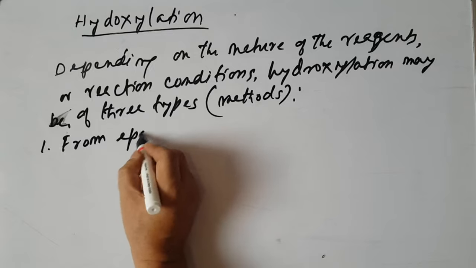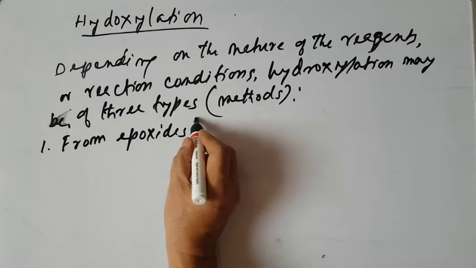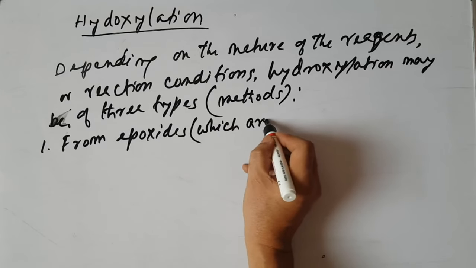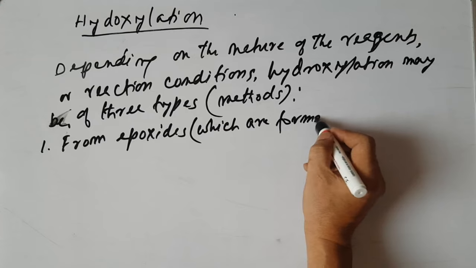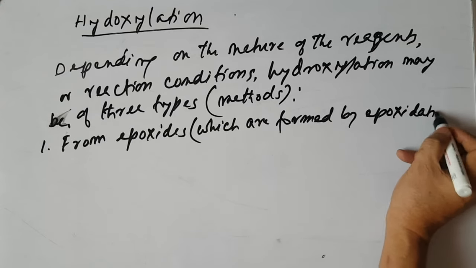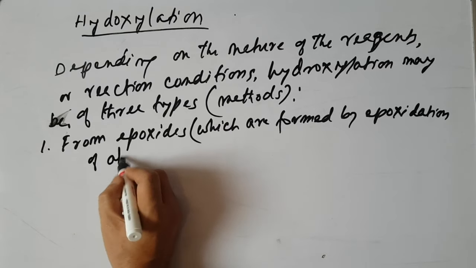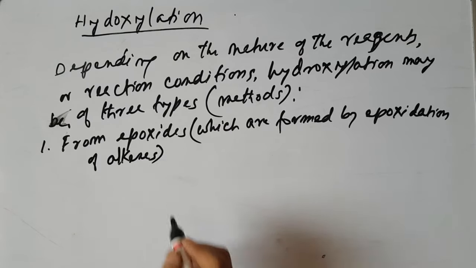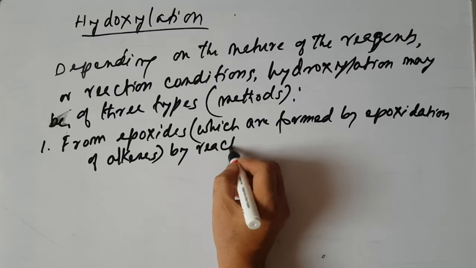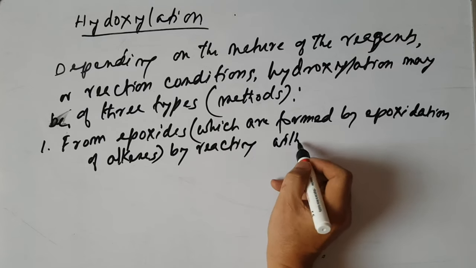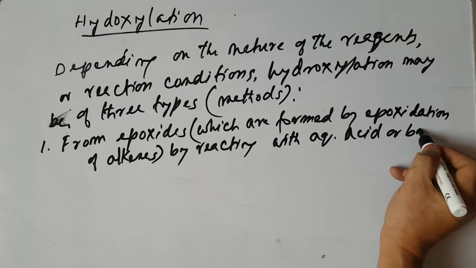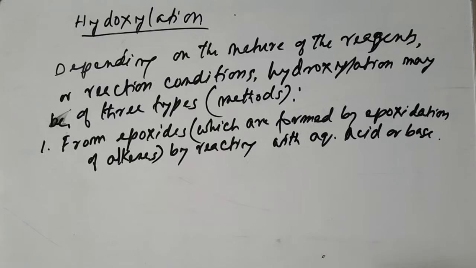from epoxides, which are formed by epoxidation of alkenes. By reacting these epoxides with aqueous acid or base, you can get these 1,2 diols.